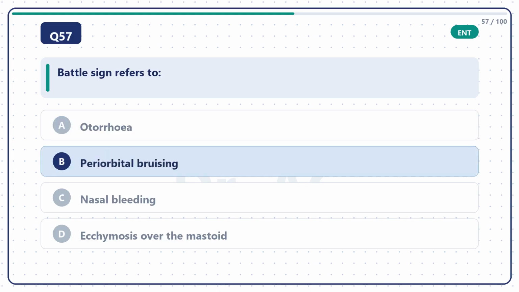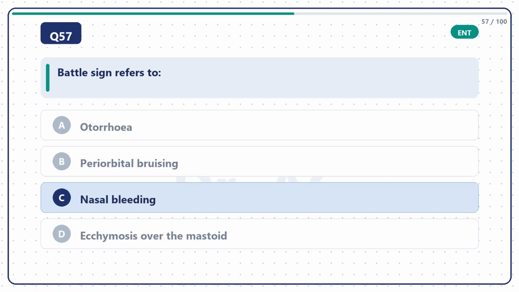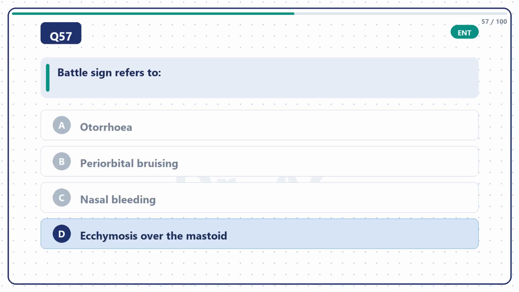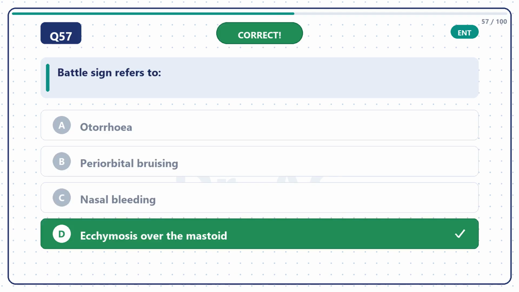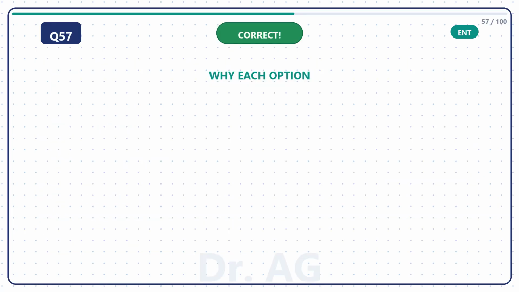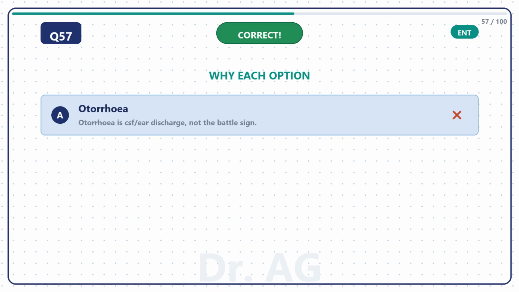Otorrhea. Option B. Periorbital bruising. Option C. Nasal bleeding. Option D. Ecchymosis over the mastoid. The correct answer is option D. Ecchymosis over the mastoid. Let's go through the options. Otorrhea. Otorrhea is CSF ear discharge, not the Battle sign.